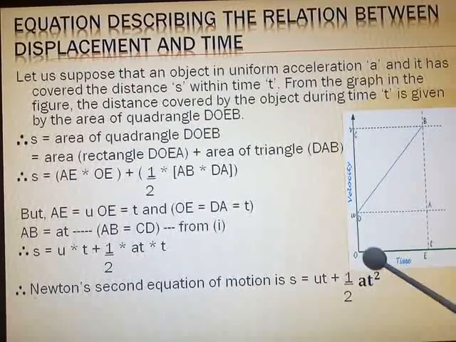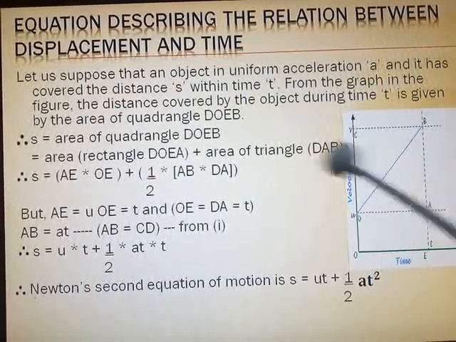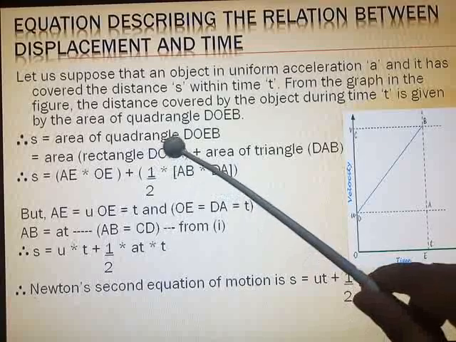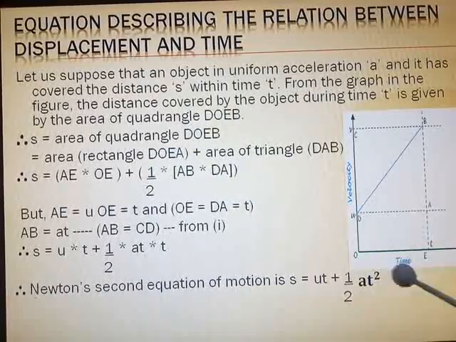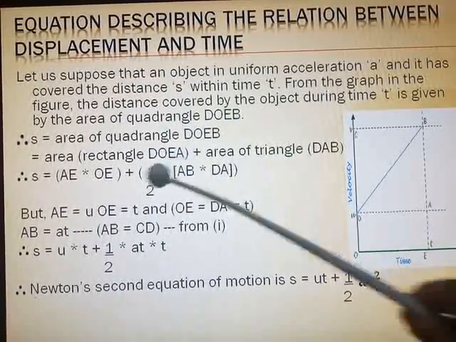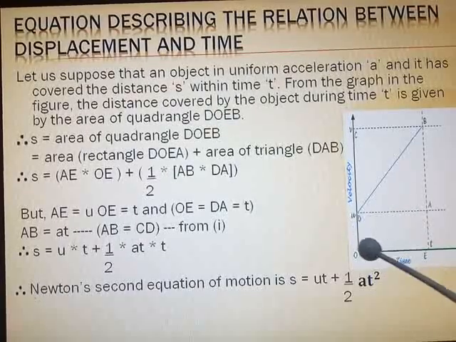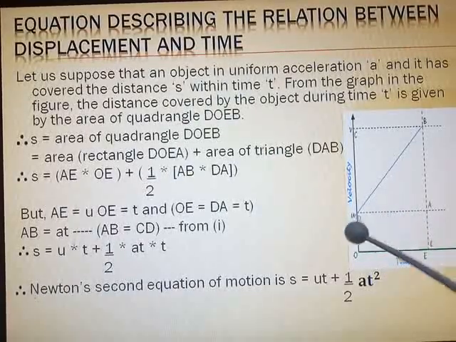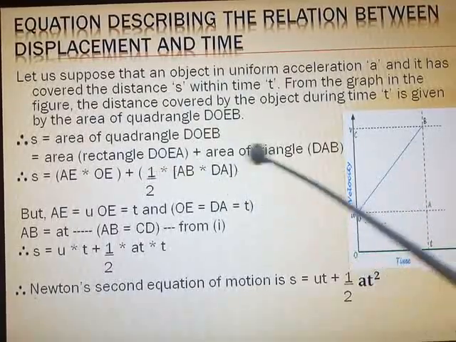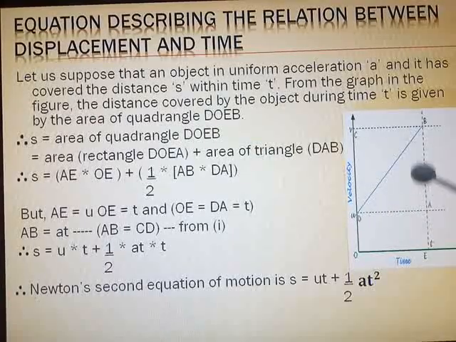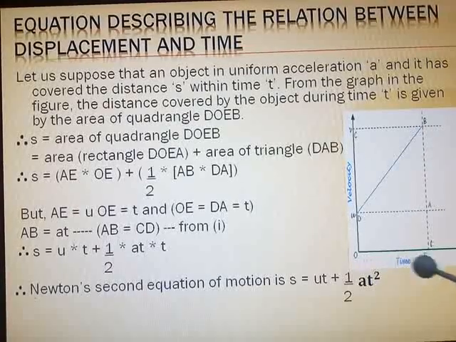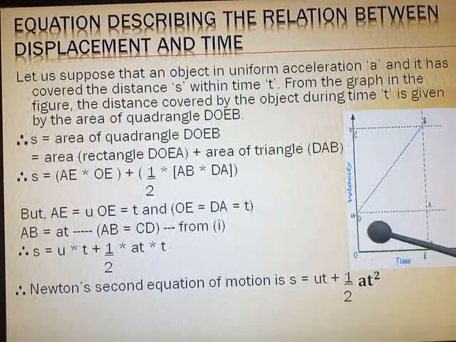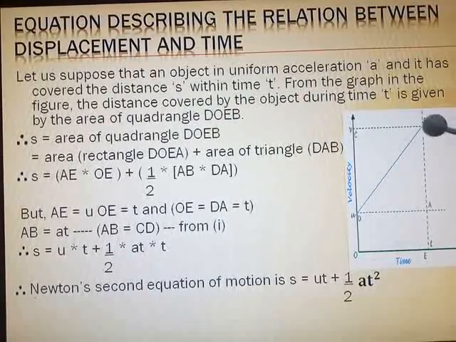DOEB, you can see this quadrangle. So S is equal to area of quadrangle DOEB, that is area of rectangle DOEA plus area of triangle DAB. See, geometry, application of geometry. This entire quadrangle is what? Addition of the area of the rectangle and the area of this triangle.